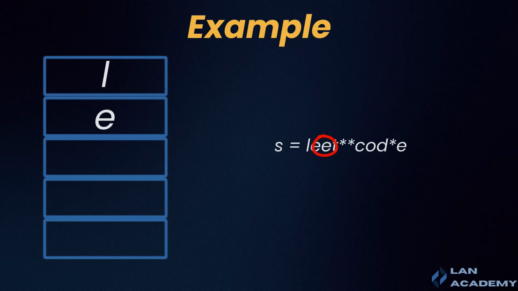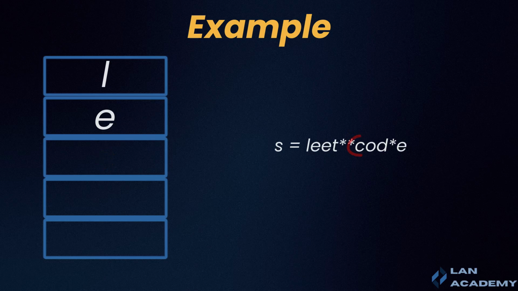Another E follows and is added to the stack, making the stack LEE. The character T is not a star either, so it is added to the stack, resulting in LEET. When I encounter the first star, I remove the last character from the stack, leaving the stack with LEE. Another star appears, and I remove the last character again, resulting in only L and E in the stack.